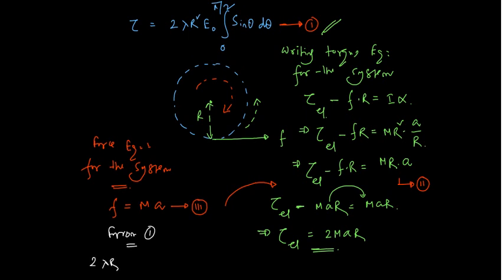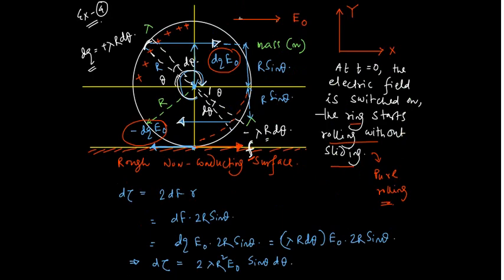2 lambda r square into E naught, integration from 0 to pi by 2 of sine theta d theta, that is equal to 2 MA into R. So I hope this entire case is clear to all of you. Whatever they want us to calculate in the question that will be given in the exam, we can calculate, provided that our concept is very strong here, right? I hope this is clear to all of you.